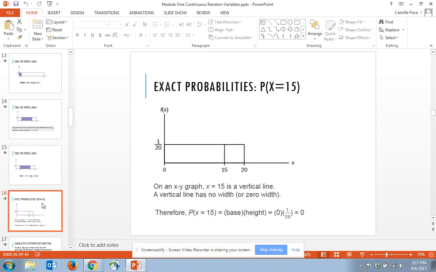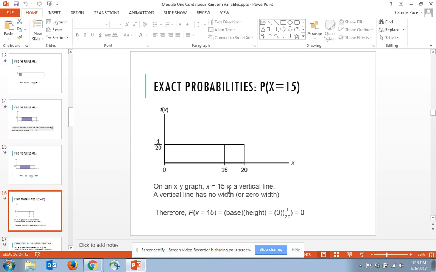So let's do exact probabilities. Here, the exact probability that x equals 15? Well, that's going to be 0 because 15 is just a line. See, I didn't highlight anything here in purple. It's just saying, what is the probability that x will be 15? And that's 0, because again, 15 is just a line, and I need to find the area. I need a rectangle or a box. I need an area to find.